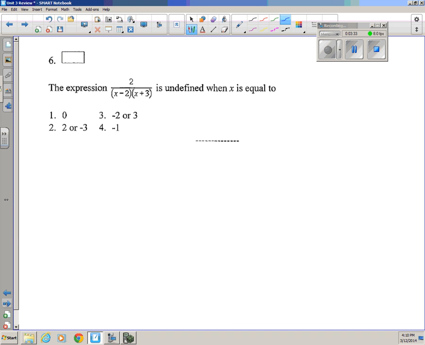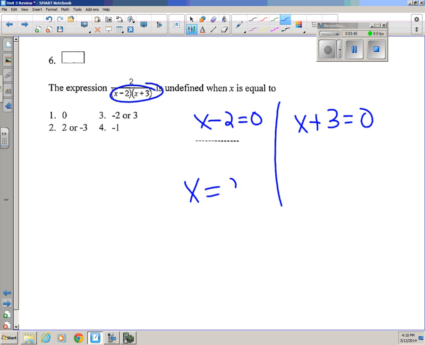Number 6, when is this expression undefined? Well, I just take my denominator and say, what happens when I set that factor equal to 0? What happens when I set this factor equal to 0? By adding 2 to both sides, and by subtracting 3 on both sides, it's going to be either 2 or negative 3, which is going to make my fraction not work.